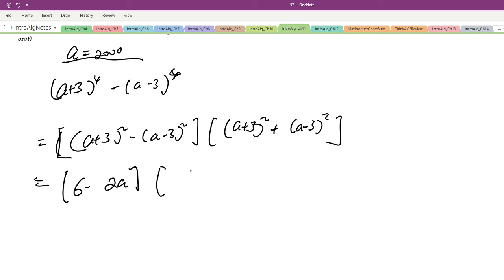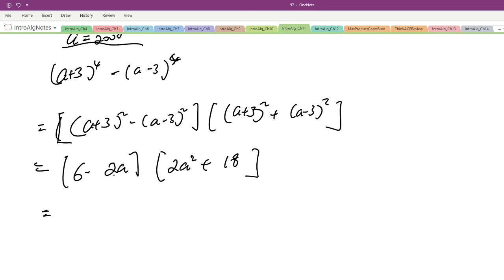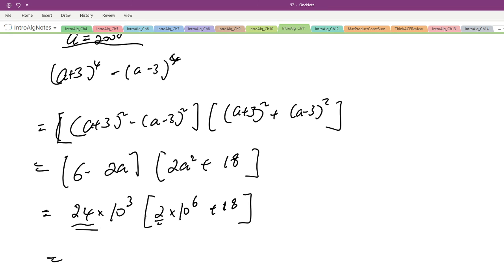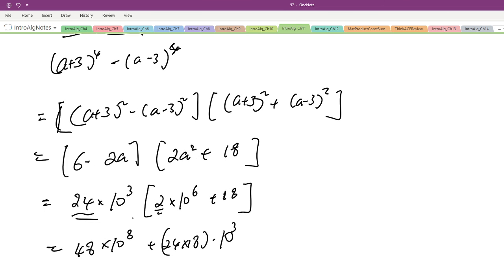Okay, so this one is equal to 2a squared plus 9 and 9 is 18. Okay, so now this one is 12a, which is 24 times 10 to the 3. Then this is 2 times 10 to the 6 plus 18. Then we have 48 times 10 to the 9 plus 24 times 18, then times 10 to the 3. Okay, so now it's 48 times 10 to the 9 plus 28, which is 480 minus 48 is 432. So it's 432 times 10 to the 3.